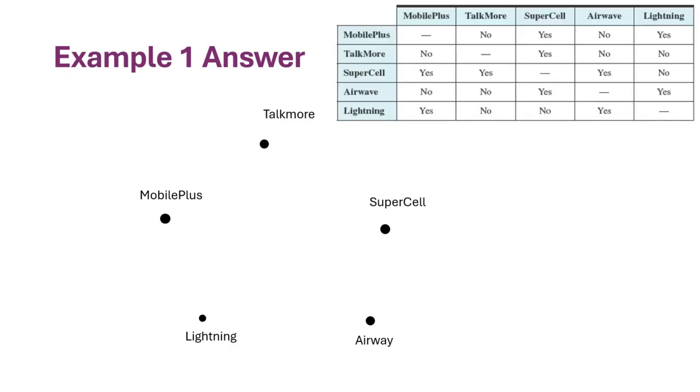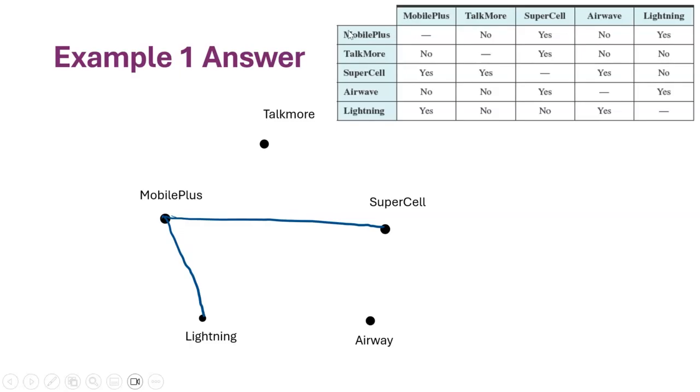And so I started by doing 5 vertices because there's 5 companies. And then, remember the names, Mobile Plus, Talkmore, Supercell, Airwave, and Lightning. So each dot represents a phone company. And if they have an agreement, I put a connection. So I put the table to kind of help me out. So I need an edge between Mobile Plus and Supercell. And so I have it there. Mobile Plus is connected to Supercell.